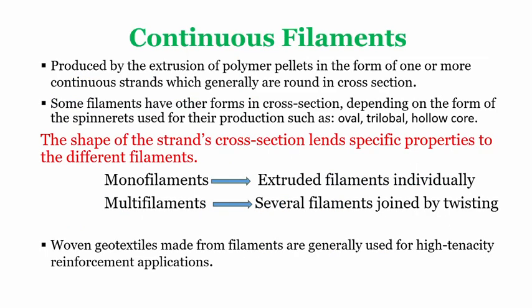Then another process is continuous filament, produced by extruding polymer pellets in the form of one or more continuous strands, which is generally round in cross section. Some filaments have other forms in cross section depending on the form of spinnerets used for their production, such as oval, trioval, hollow. There are two types of continuous filaments. One is monofilaments, another is multifilaments. Monofilament is made of an extruded filament individually. Multifilament is made of several filaments joined by twisting. Woven geotextile made from continuous filaments is generally used for high tenacity reinforcement applications.